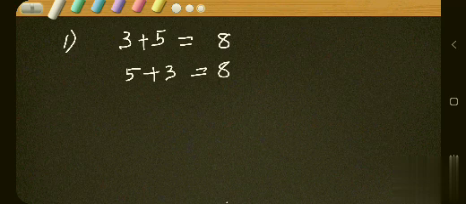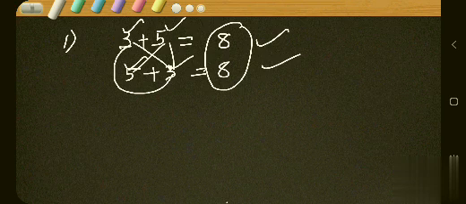That means here we have 3. Instead of 3, here we have 5. Here we have 5. Instead of that, here we have 3. That means we have changed the order of 3 and 5. But still, the answer is the same. This is our first property, isn't it?